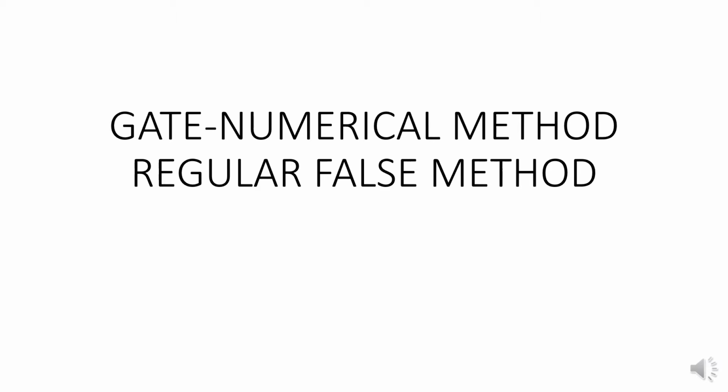In this video, we will see the second numerical method. Earlier we saw the bisection method. Now we will see the regula falsi method in this video. Earlier we saw that xi is equal to (a plus b) by 2. This is the bisection method.